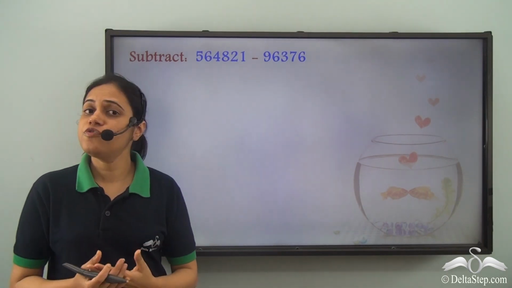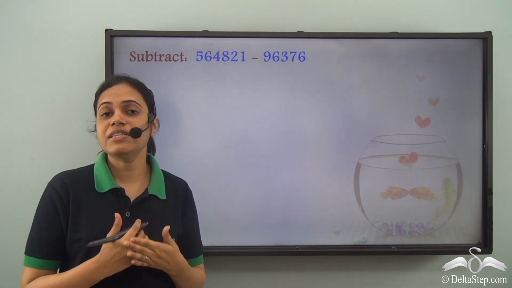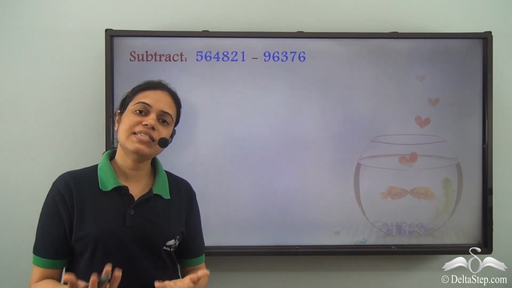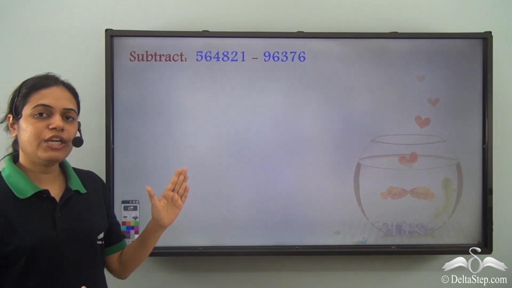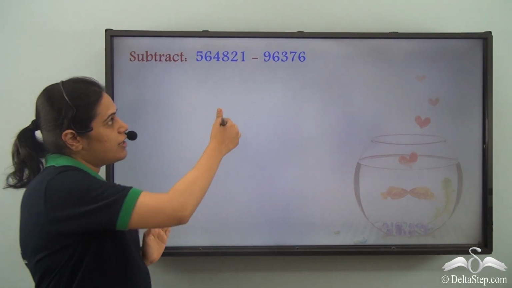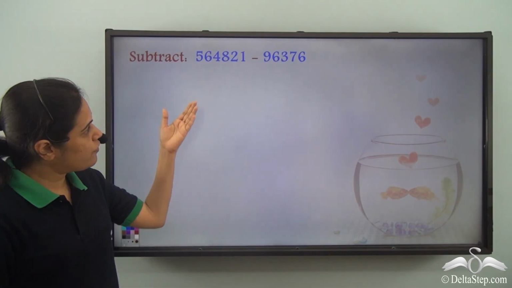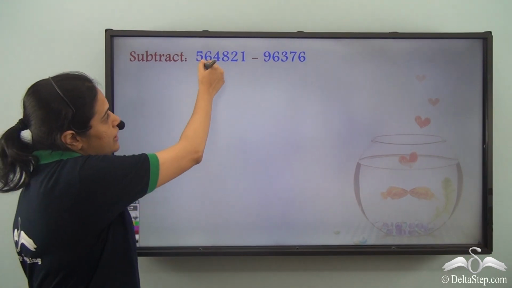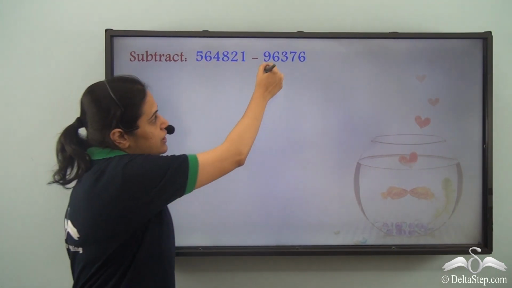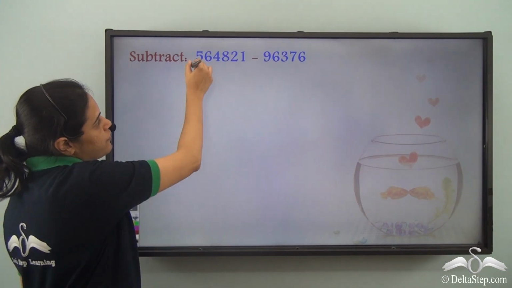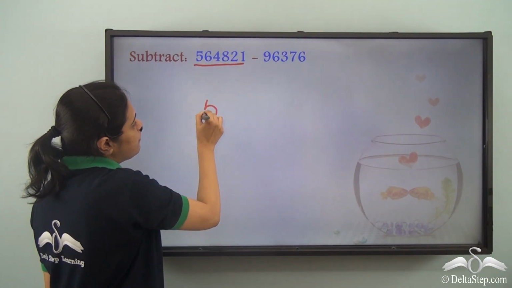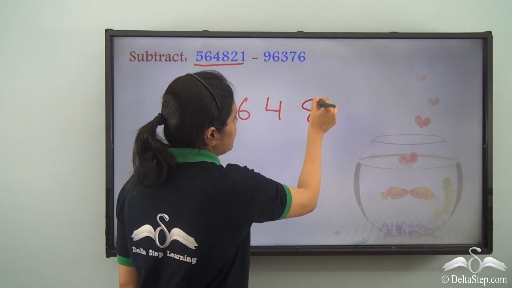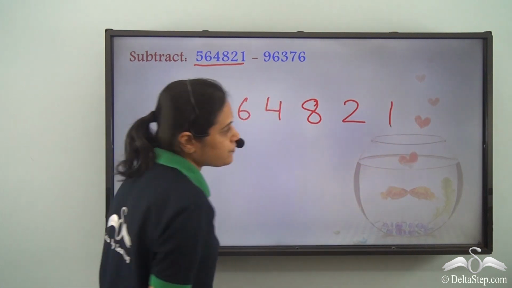And not just two 4-digit numbers, but we can subtract numbers with any number of digits following the same method. We just need to keep on moving to the left, starting from the rightmost digit. So we have two numbers here. Let us see how we can subtract them. This is a 6-digit number. This is a 5-digit number. So first I write this number 5, 6, 4, 8, 2, 1.